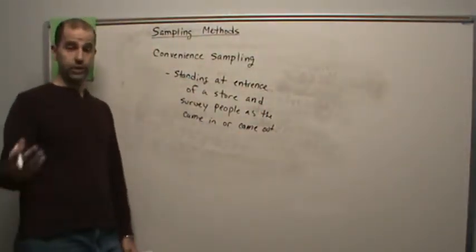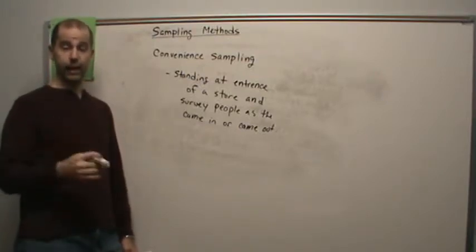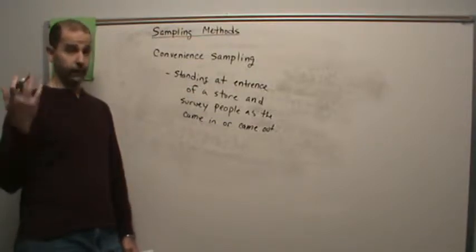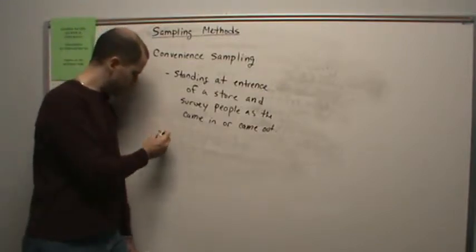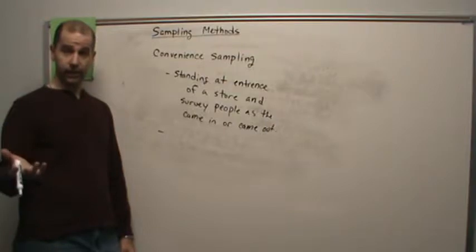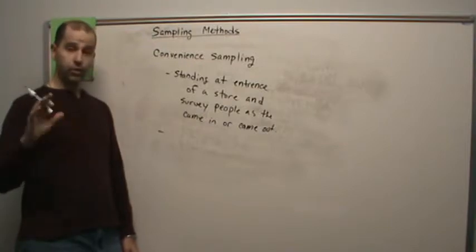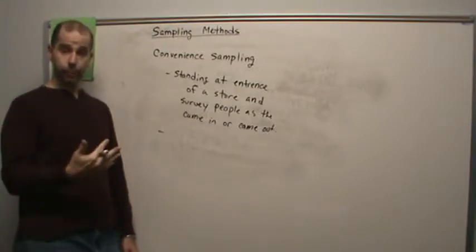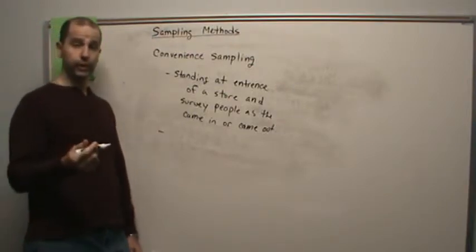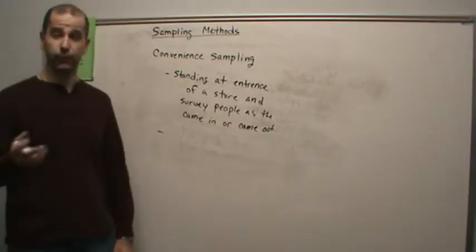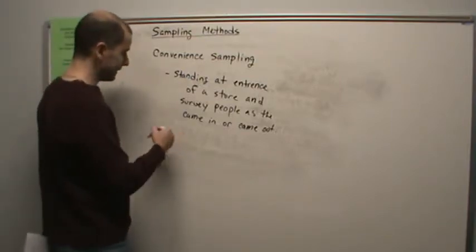Why? Because all you're doing is standing there and it's very convenient. As they leave and as they come, you're just asking them, hey, would you like to fill out a survey? And they can either say yes or no. So you're not doing very much work to do that. Another example of convenience sampling would be, let's say I'm in a manufacturing environment and I'm a quality assurance inspector, and I want to get a sample of product for quality assurance purposes. Well, one way of doing it is selecting the first 100 units that come off the belt. So that would be another example of convenience sampling.